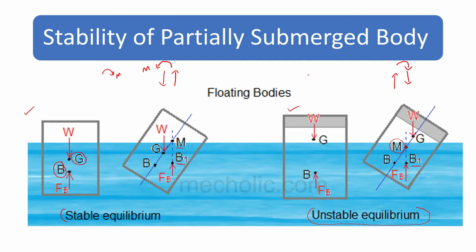For the stability of the partially submerged body, the condition is that the metacentric height should be greater than 0. In the earlier case, you can see that GM is positive. In this case, the metacenter is below the center of gravity. So in this case, GM is less than 0, and the body is unstable. In the earlier case, GM is greater than 0, so the body is stable. So this is the condition for the stability of a partially submerged body.